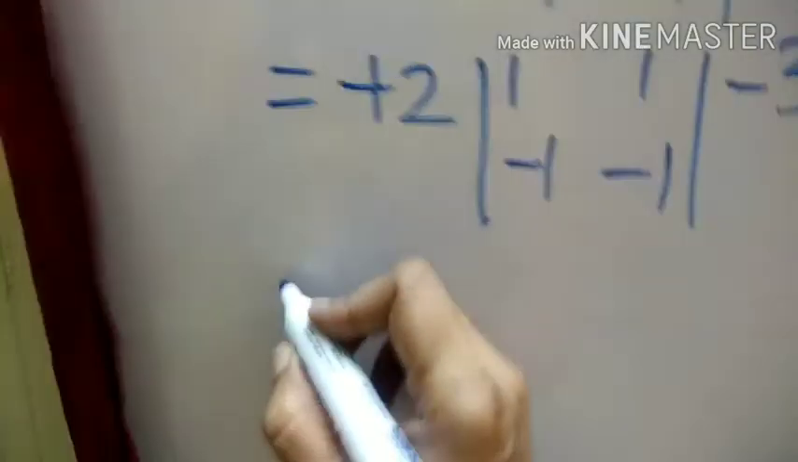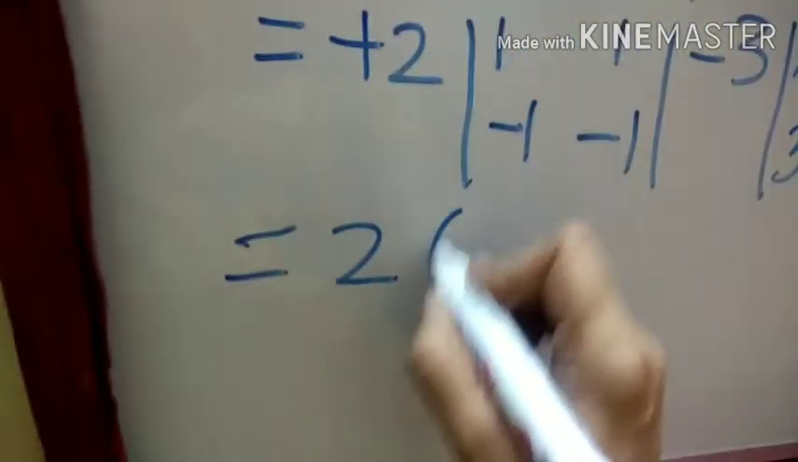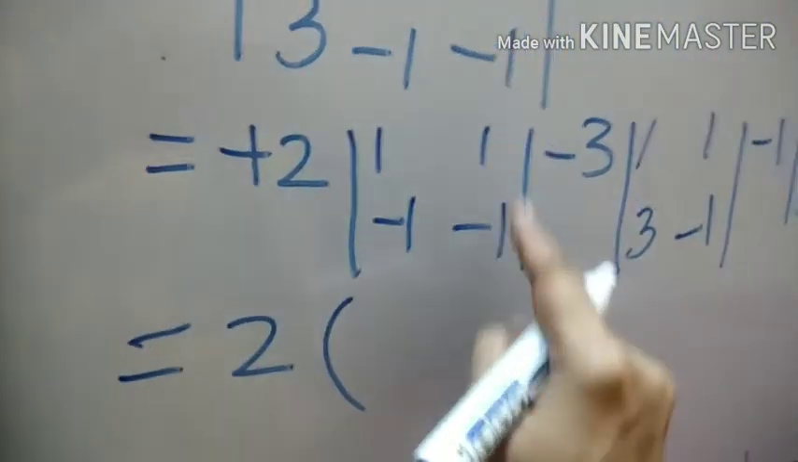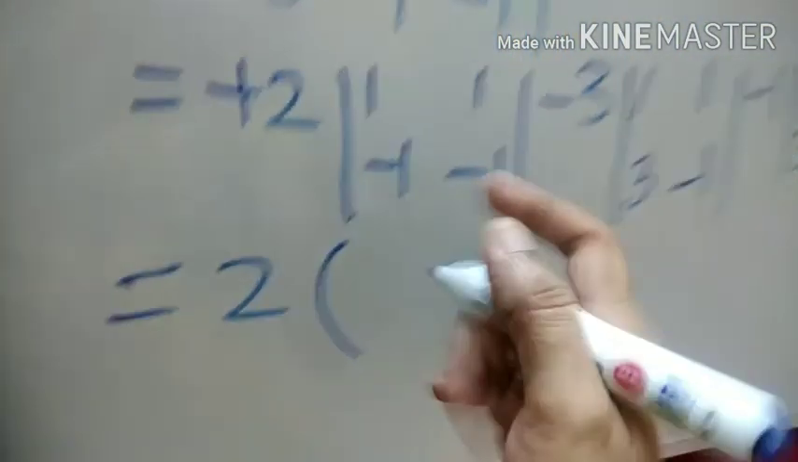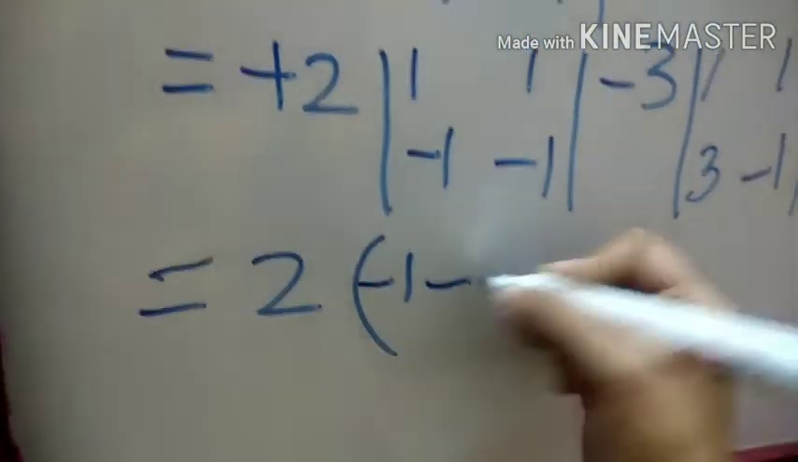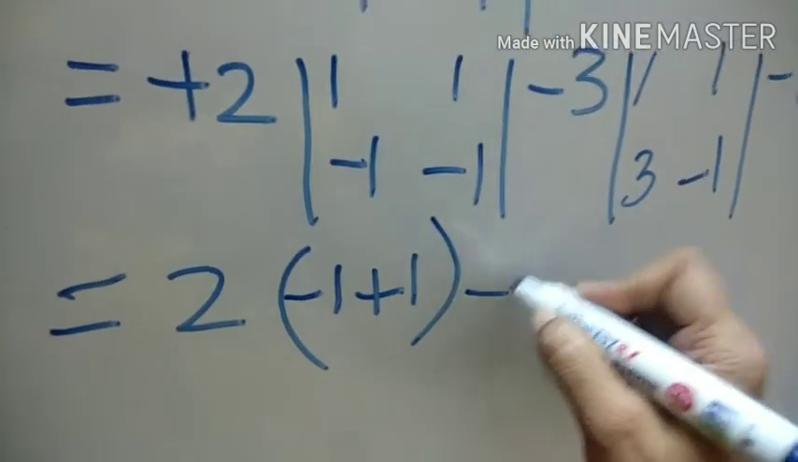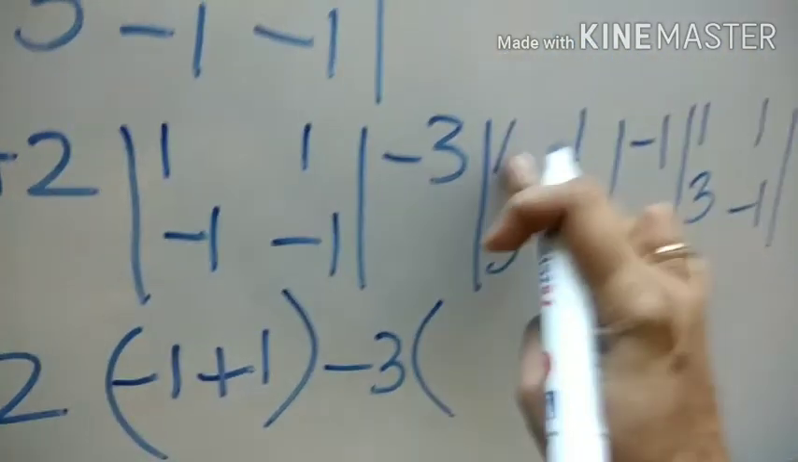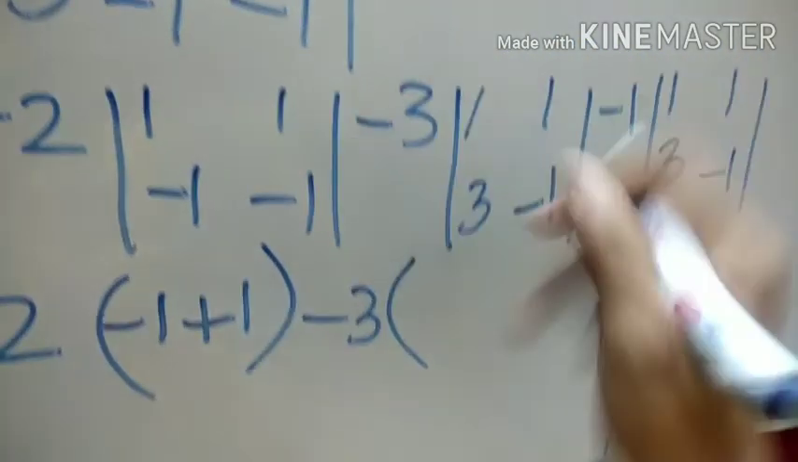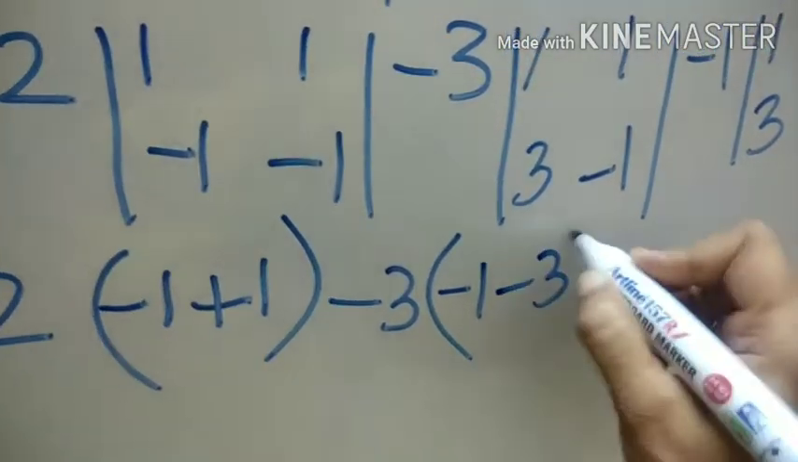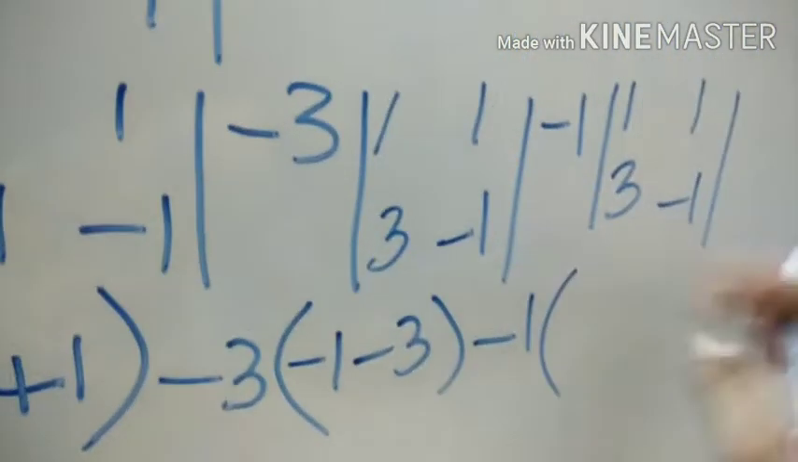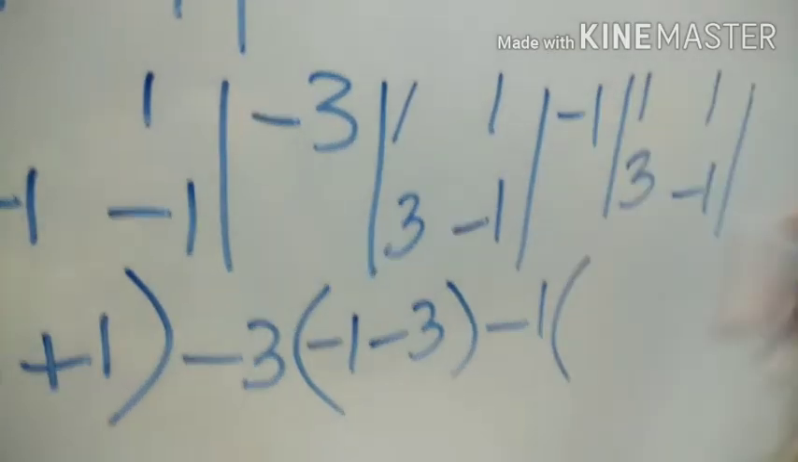Now we shall expand the determinant. 2 into product minus the product. So minus 1 minus, already there is a minus 1. So I can write plus 1. Minus 3 into minus 1 minus 3. Minus 1 into minus 1 minus 3.